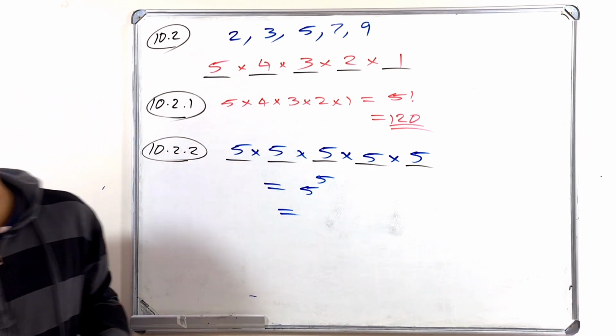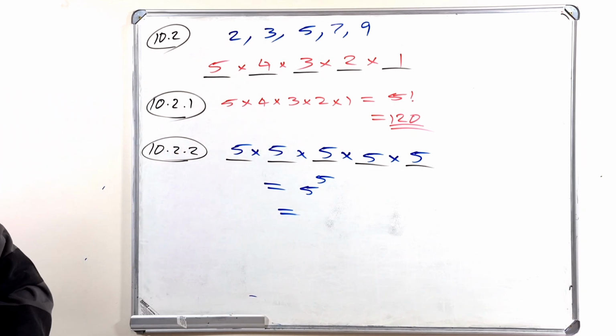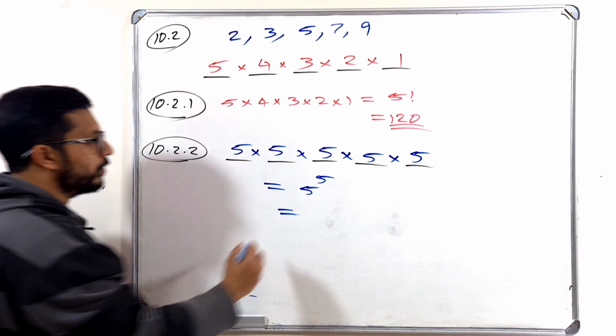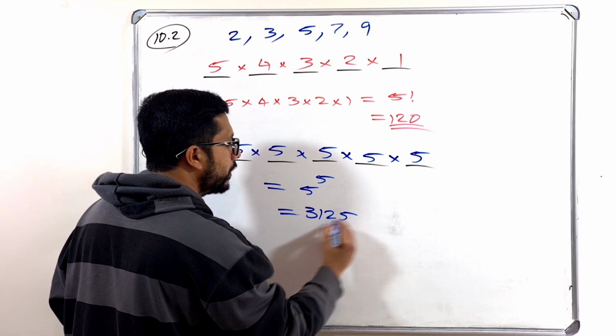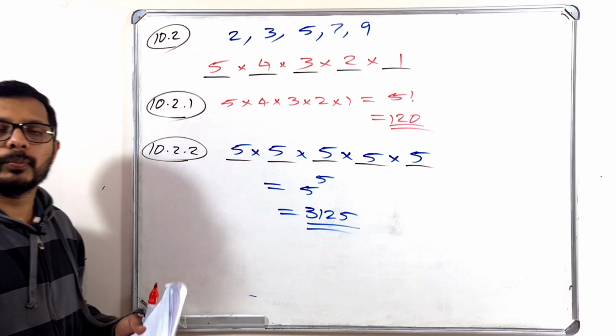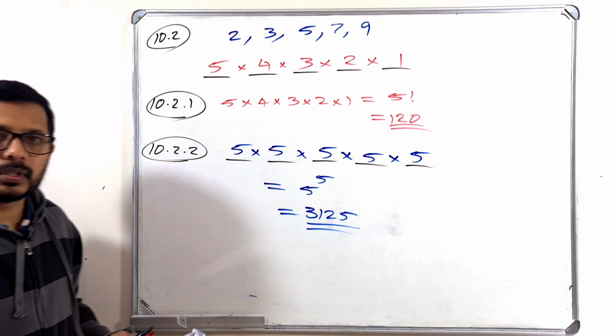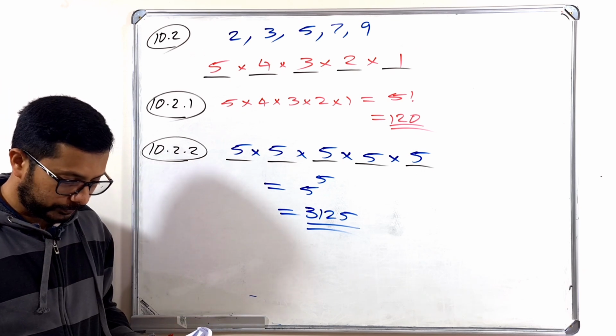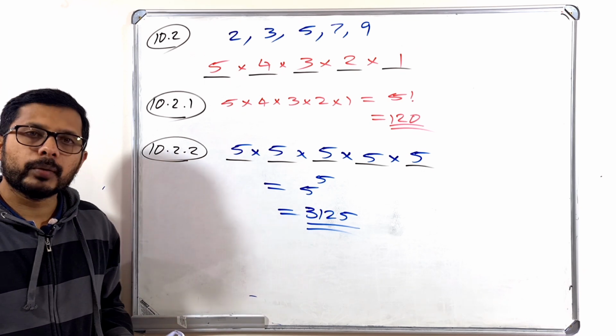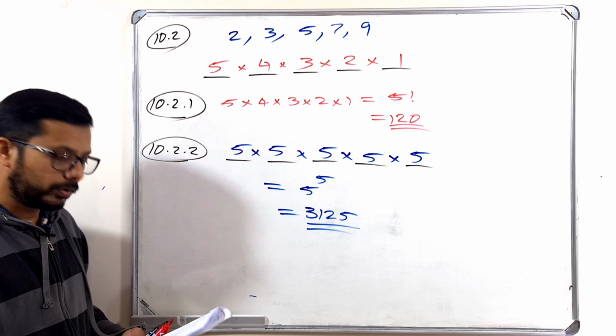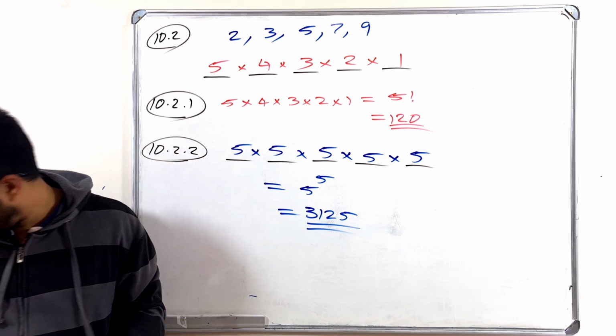Check in your calculator, what is the answer? 5 raised to 5 is 3125. So if repetition is allowed, then how many possibilities are there? 3125. Okay, that is question number 10.2. Now let's go to question number 10.3.